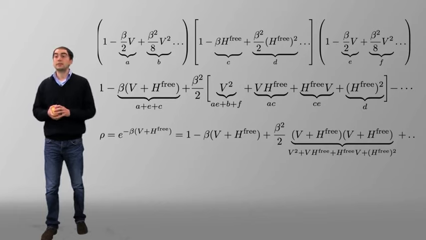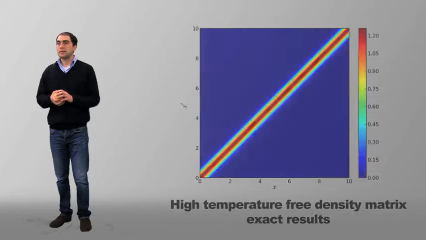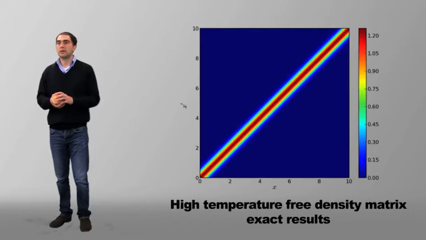Please note that these manipulations are valid on operators and wave functions in a finite box. In Python, we can implement the Trotter decomposition using Michael's approach and plot the entire density matrix at high temperature. Remember, the free density matrix rho free (x, x prime, beta) is a function of x minus x prime, and this gives the nice stripe in this diagram.